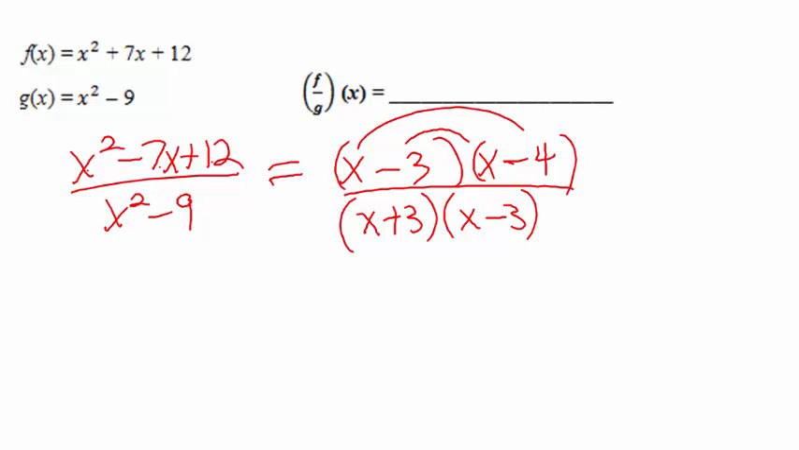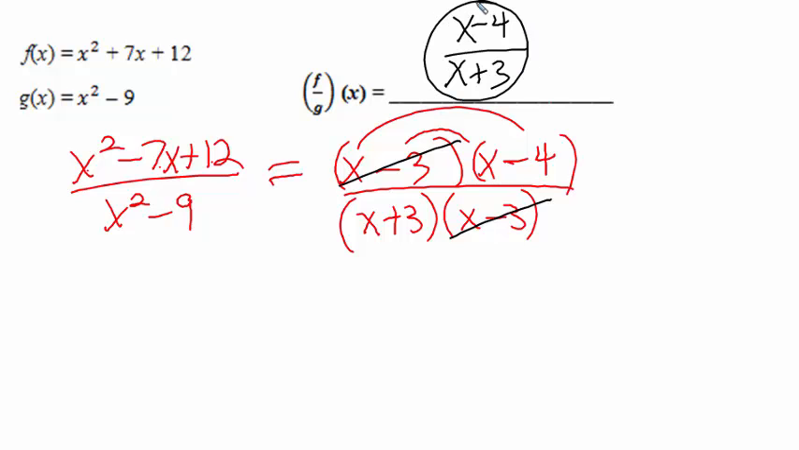Now that these are factored, we can cancel factors. The x minus 3 on top and the x minus 3 on bottom simplify to 1. So we really just end up with x minus 4 over x plus 3. We really probably should add the stipulation that x can't be negative 3 here, because that would give us a denominator of 0. But overall, we're looking at that for our answer.